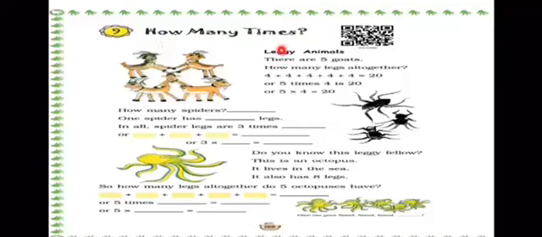9. How many times? Leggy animals. There are 5 goats. How many legs altogether? Now you all know that an animal has 4 legs. So there are 5 goats, and each goat has 4 legs. So we are doing this 5 times. 4 plus 4 plus 4 plus 4 plus 4.